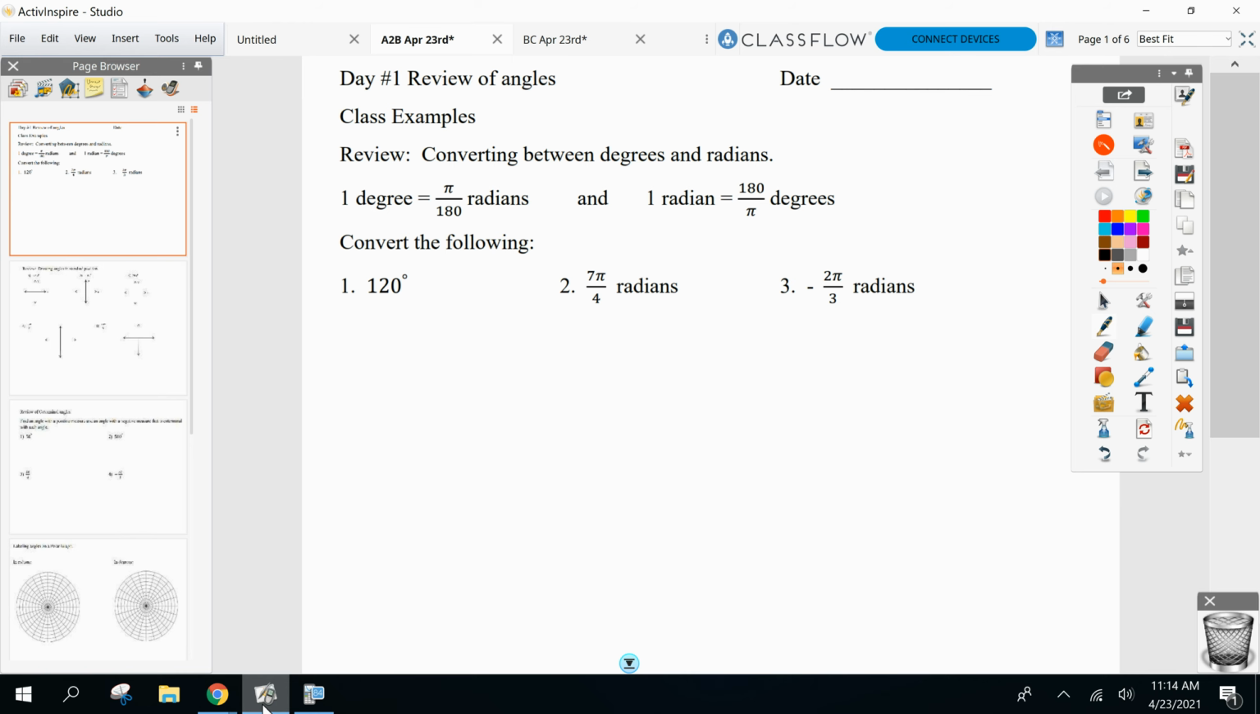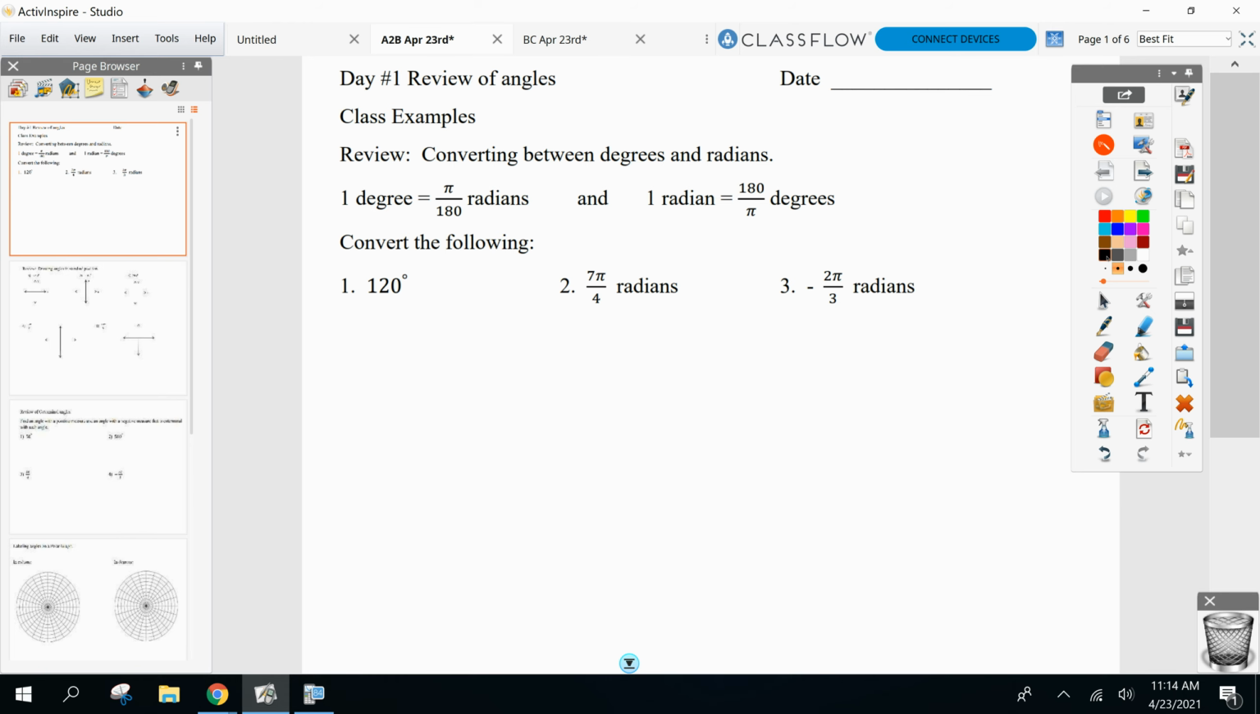You guys, I don't know if you remember or not, we talked about radians this year. What I want to review with you first is how to take a degree measure and put it into radians, and then we'll go backwards. So number one, let's start. I have 120 degrees. I want to know what it is equal to in radians.